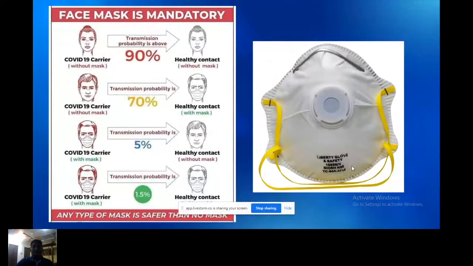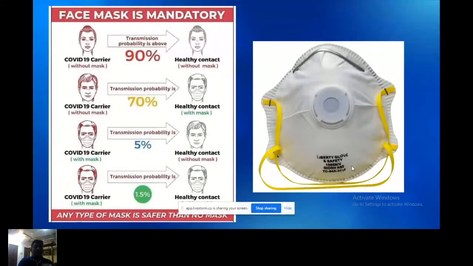Now this is what I was telling you: the mask is very mandatory and important. We have different types of masks: the surgical mask, the 3-layered mask, the FFP mask, and the N95 or N99 respirators. You can see in the diagram, if the patient is a COVID carrier and neither the patient nor the healthcare worker is using a mask, there is a 90% possibility of transmission of this disease from the patient to the healthcare worker.